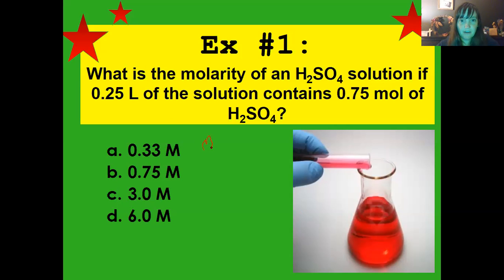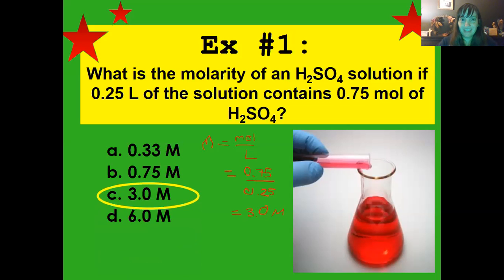Okay, so here's our equation again. So which number goes in the numerator? Yeah, 0.75. So that's the solute. And then what goes on the bottom? That's right, 0.25 liters. So that'll be 3 moles per liter, or big M, capital M, is for molarity.